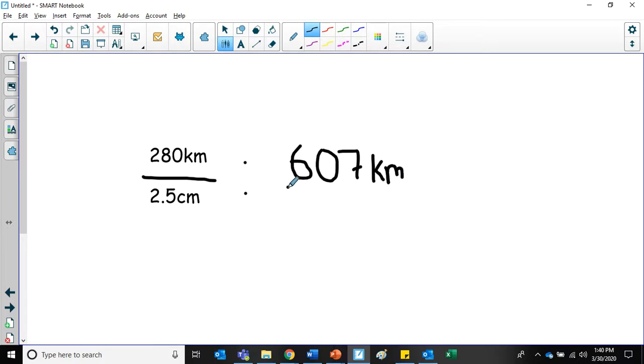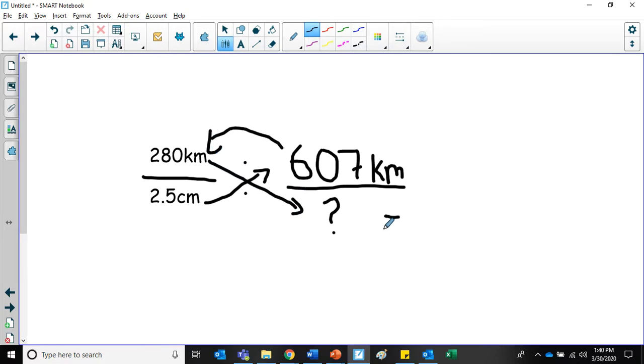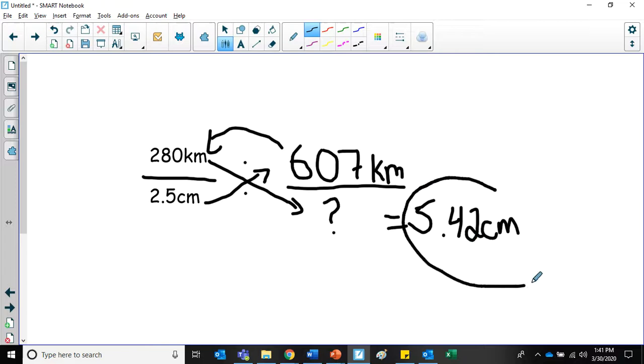How much map distance do I actually have? And so hopefully we know go across to multiply, go over to divide, and we will equal my answer. When we punch that into my calculator, you should get about 542 centimeters. This is the map distance we actually need to use.